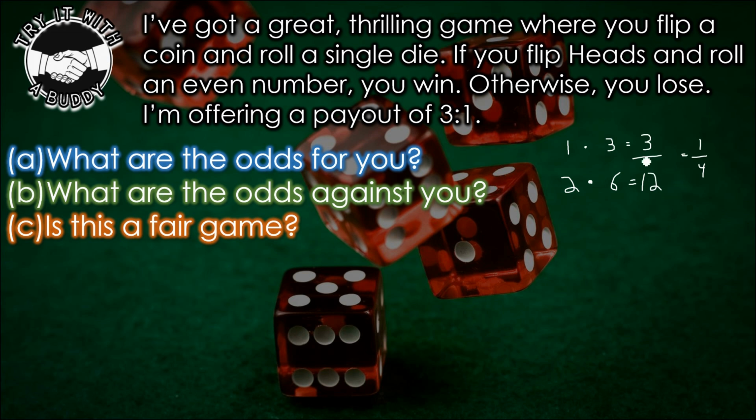What are the odds for me then? Well, I could work off of this 3 over 12, or I could work with the 1 over 4. They're both valid. Remember that odds are also a fraction. They are a ratio. They can be reduced just like probability can. So I'm gonna stick with my 1/4 here, because I feel like it's the easier one to work with.